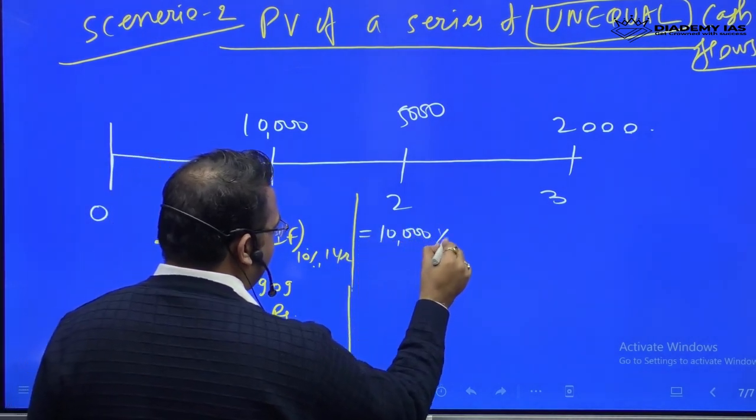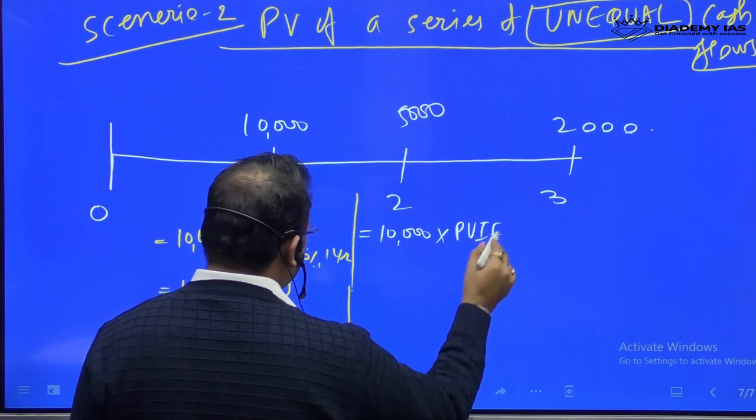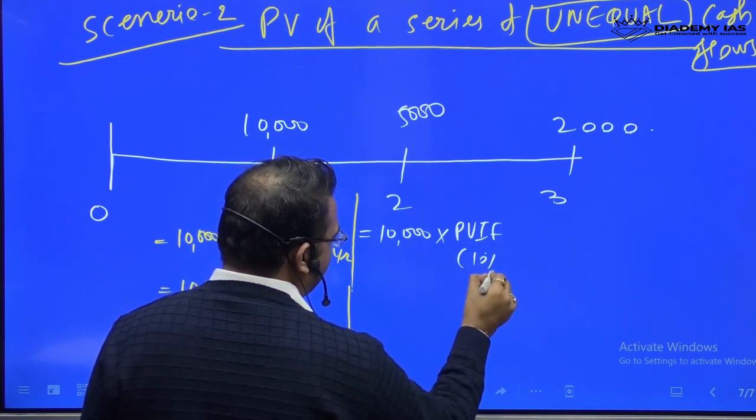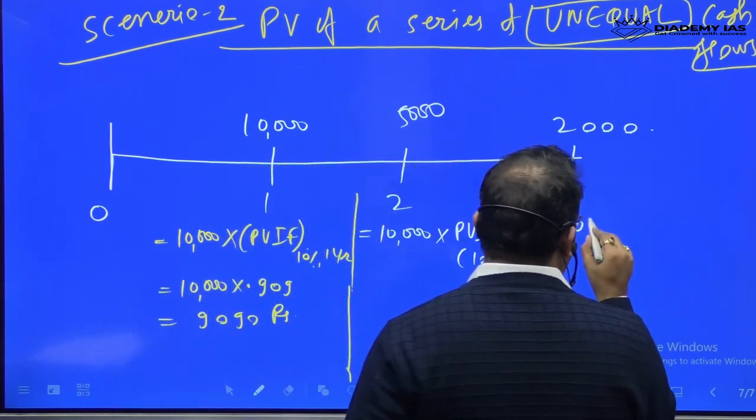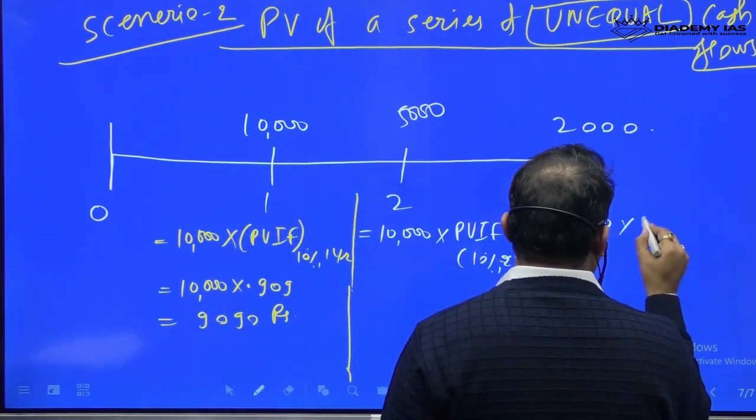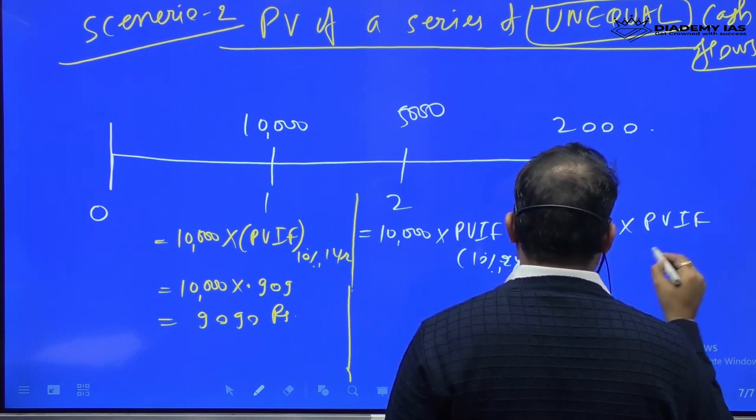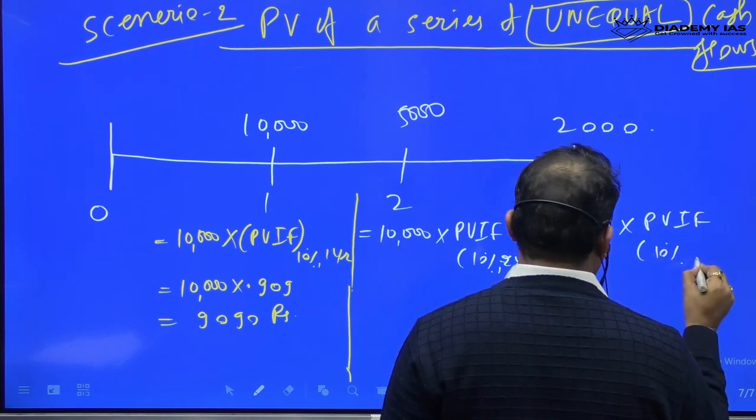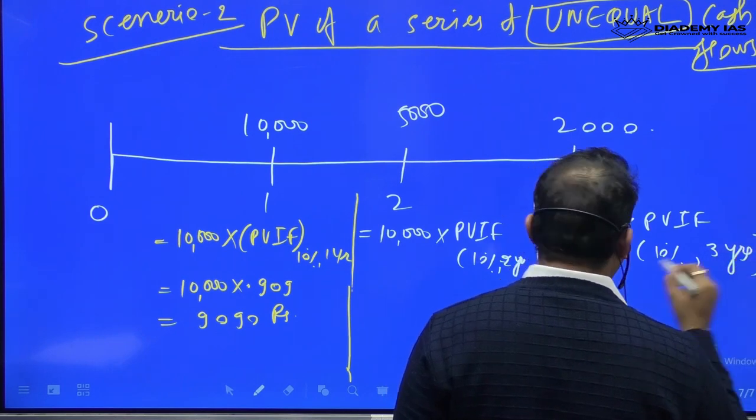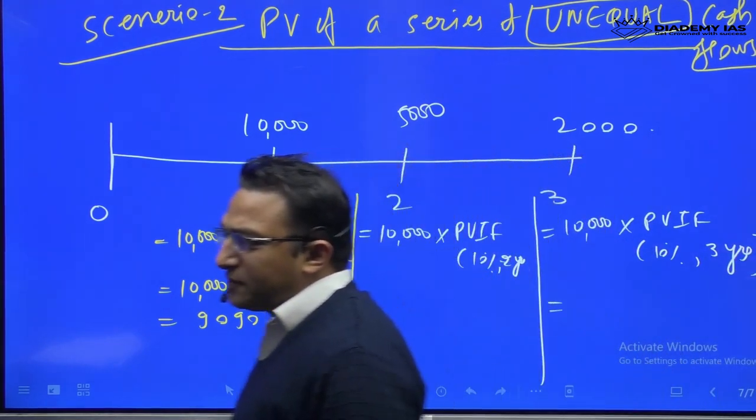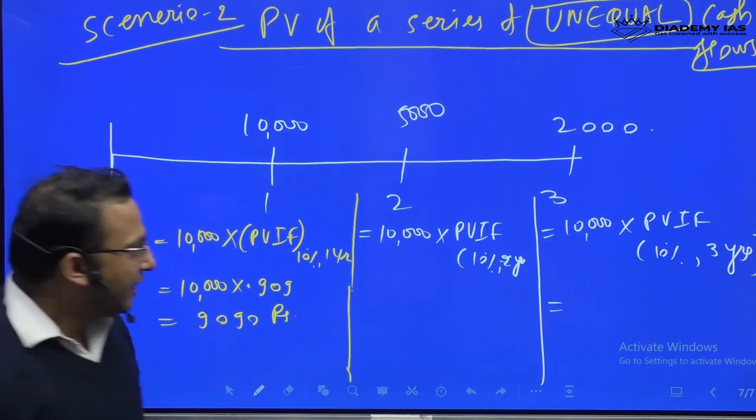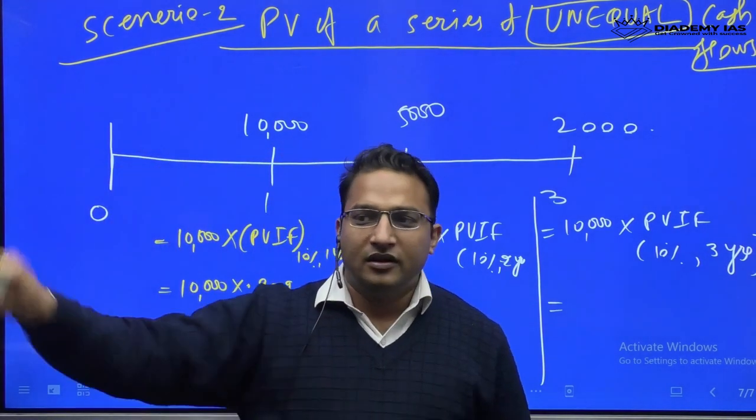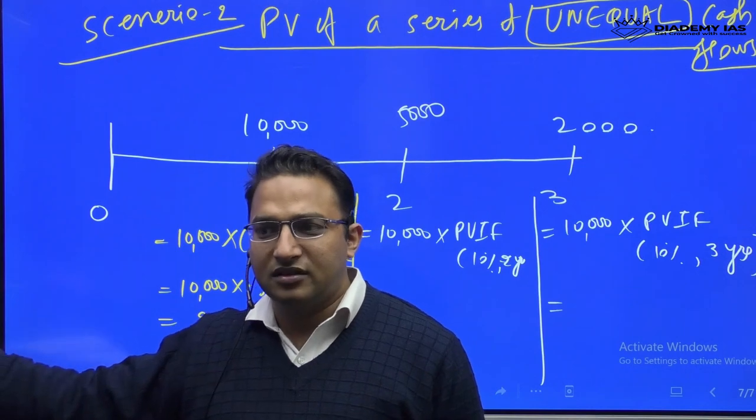Here multiplied by PVIF 10% 2 years. And here it will be 10,000 multiplied by PVIF 10% 3 years. Okay, I am writing it for your purpose, explaining it for your purpose, but in the exam, no need to write every word. In the exam, you can write in a short form also. You can directly write 10,000 multiplied by 0.909 plus 10,000 multiplied by this, like that.